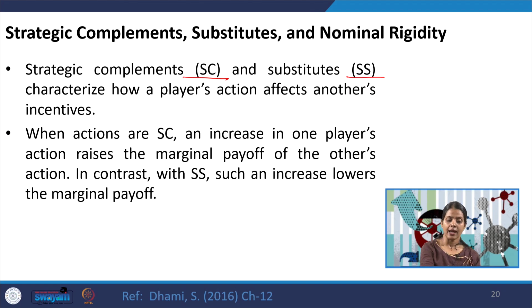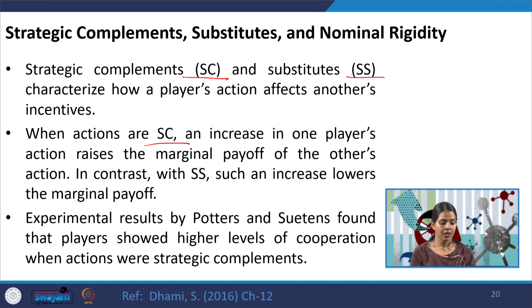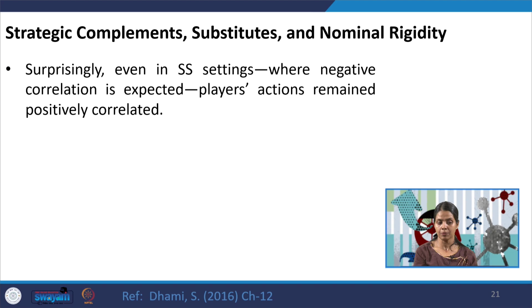So, in this case SC can be thought of as something where coordination is possible and both improve their situations, while SS is a competition game, or competitive game, where if one is making a loss, the other is gaining from that, and vice versa. Experimental results by Potters and Suetens found that players showed a higher level of cooperation when actions were strategic complements. Makes perfect sense, because when you are in a strategically complementary situation, you would prefer to coordinate, because that is going to improve your total payoff.